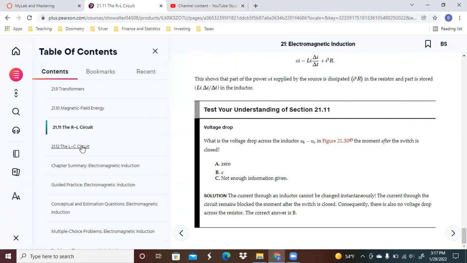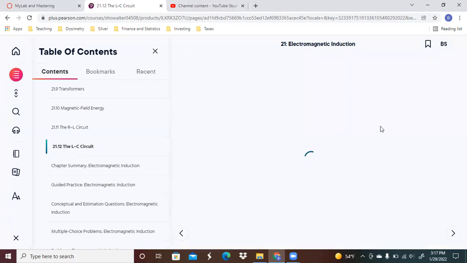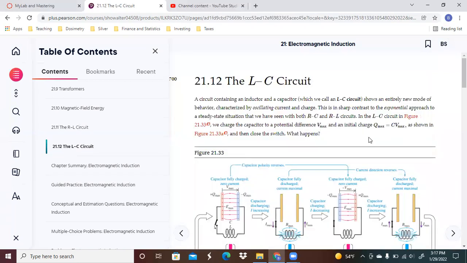So now let's move on to the LC circuit. So this will be section 21.12.